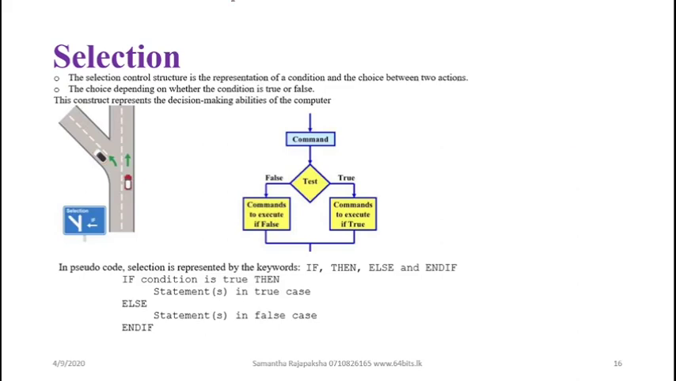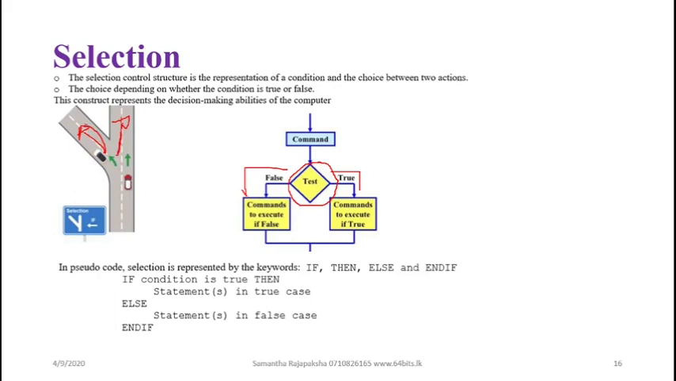For selection, you can see, if you take a junction, you need to have a selection. That is, either you go straight in this path, or you take a turn in this direction. So there's decision making. Based on your requirement, you have to make a decision. Decision making is represented by this notation. If it is true, one path. If it is false, another path. Based on your requirement, either you go in this direction or in that direction. That decision you have to take.